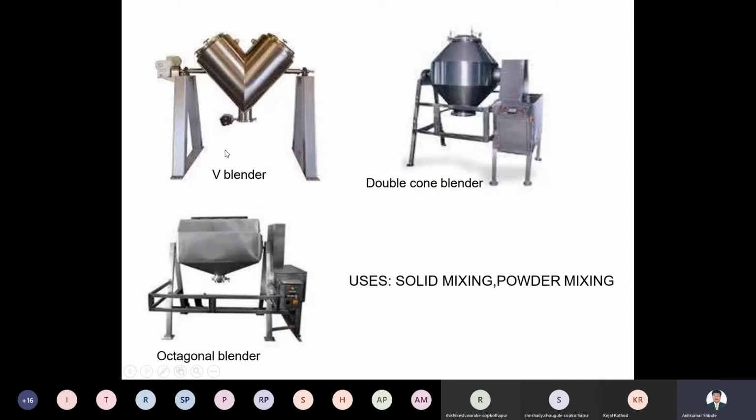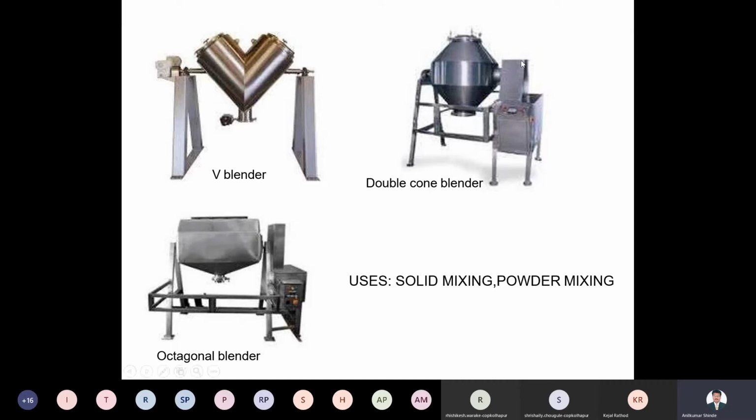So these are the double cone blenders. This is particularly a double cone. There are V-shaped blenders, Y-shaped blenders, or octagonal blenders. It is particularly used for solid mixing or powder mixing, right? But this is a double cone blender. These are two cones attached together, and that's why this is a double cone.